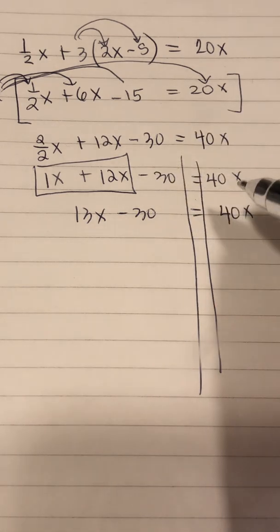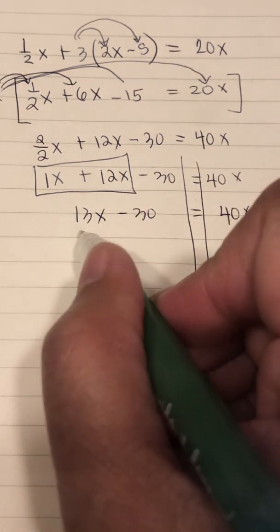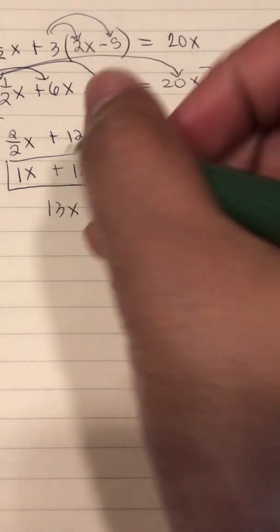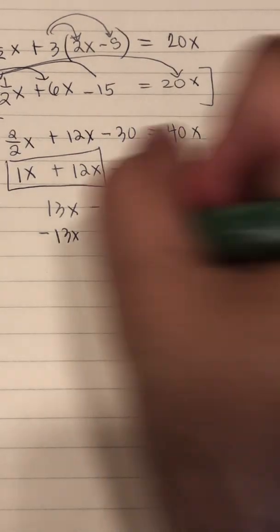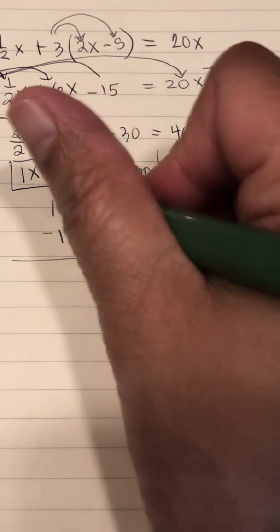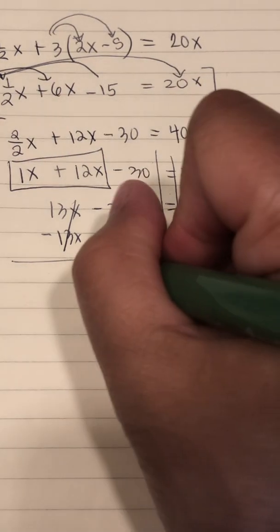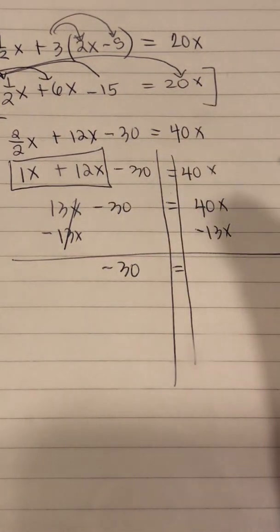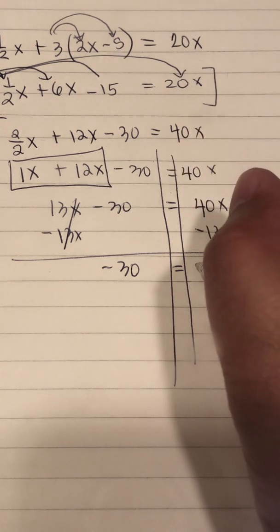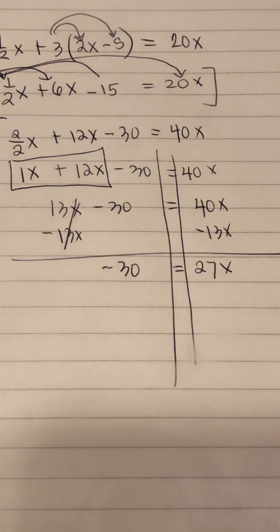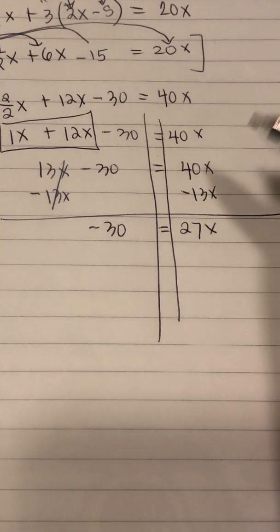So I'm gonna get rid of the 13x here. So minus 13x, minus 13x. Okay, and then that gives me, this is now 0, -30 is equal to, what is 40 minus 13? That's 27. All right, and then that's times 27.